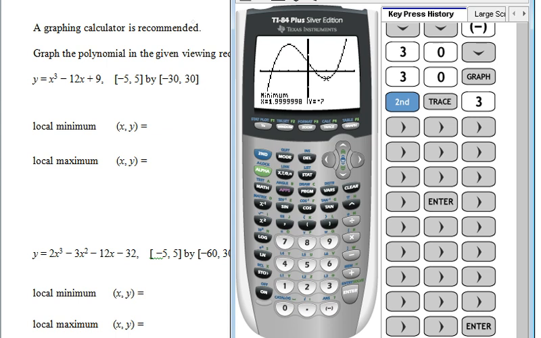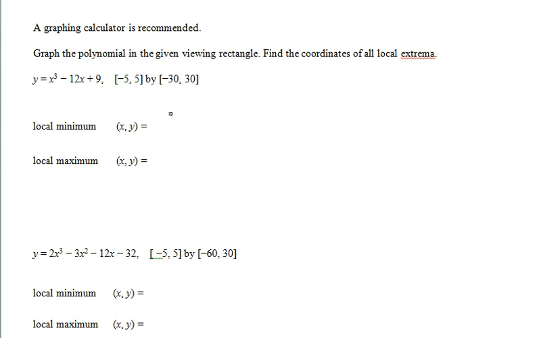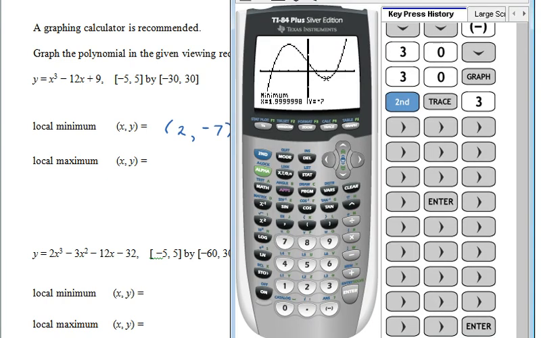So the local minimum occurs, correct to 2 decimal places, at 2, negative 7. So 2, negative 7. Now we'll go back to the calculator.